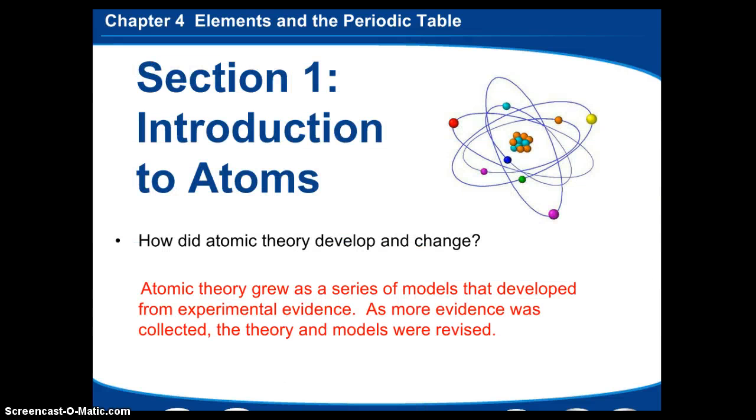How did the atomic theory develop and change? So we know atoms make up everything. The atomic theory ended up growing as we found more out about it, obviously through better technology and through more theories and models and experiments. We were able to figure out more about each theory.